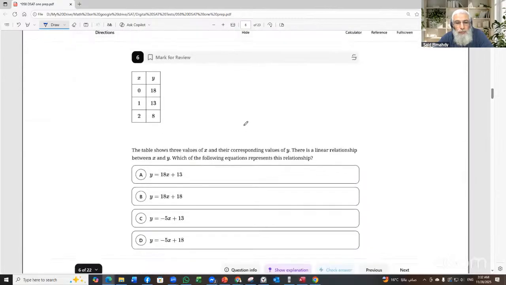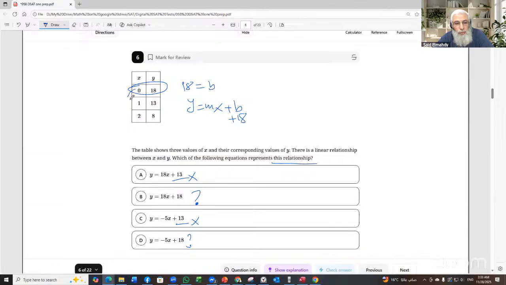This question is saying the table shows 3 values of x and their corresponding values of y. There is a linear relationship between x and y. Which of the following equations represents this relationship? The point (0, 18) means that 18 is equal to b. y equals mx plus b, so we have plus 18 here. Plus 13 is not correct. So this might be correct or this might be correct.